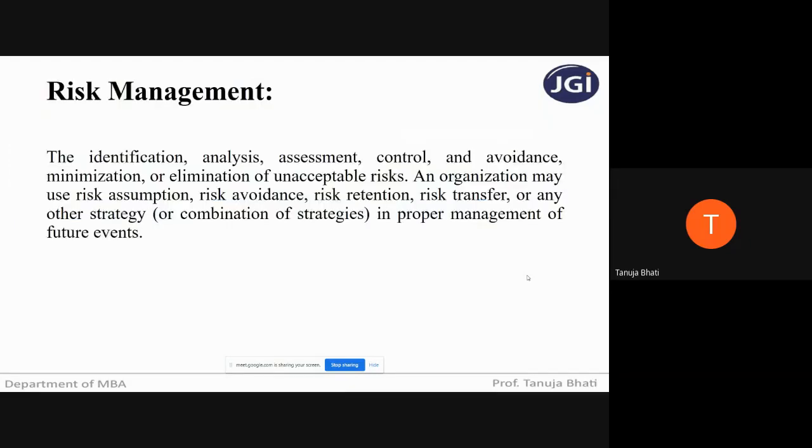So let's first understand risk management. So what is risk management? In short, risk management is nothing but managing the risk. Now which risk? Managing financial risk, because we are seeing the issues in financial management. So one of the issues in financial management is to manage the financial risk. Now let us understand what is financial risk.